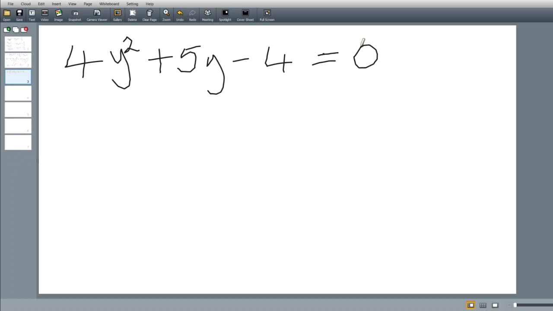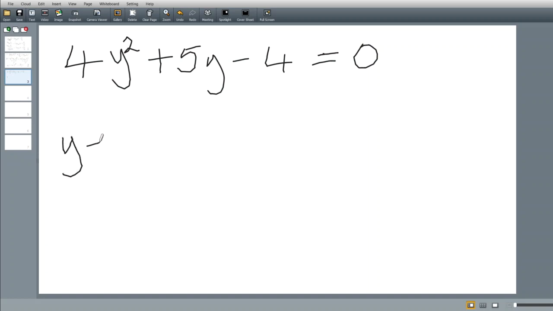16 and 1, 4 and 4, 8 and 2. None of those, whether one of them is positive or negative, will add up to 5. So we're left with either the quadratic equation or completing the square. Okay, so I will use the quadratic equation.